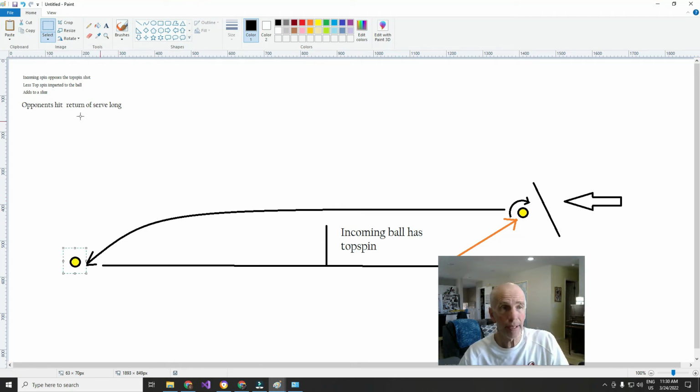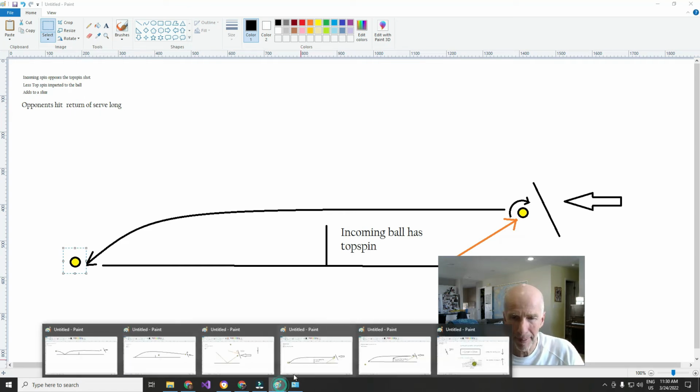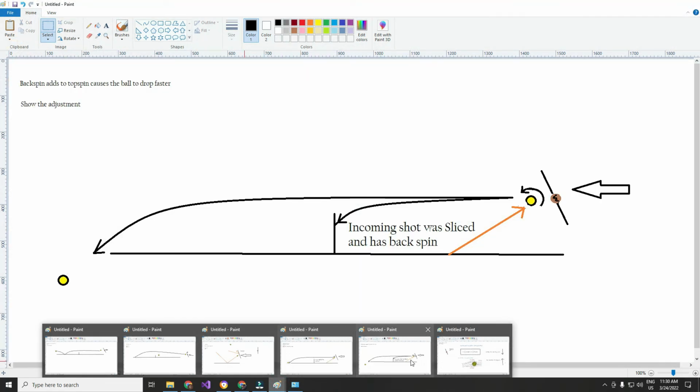Unless, of course, you're hitting a kick serve to this guy and you hit it with a lot of spin on it. That means that when he actually makes contact with the ball, you'll notice that a lot of those second serve returns go long, especially if you hit to the backhand side. So think about that. Lots of topspin, they get less topspin when they hit it back. Okay, the opposite is true when we go to the other side of the ball.